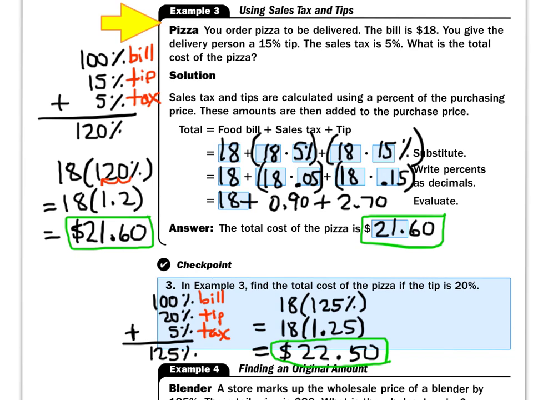Take a look at the checkpoint. Now they want us to find the total cost of the pizza if the tip is 20%. So again, I took the bill, the 100%, the pizza, plus the 20% tip, plus the 5% tax. And I added all the percentages up, and that gave me 125%. So I just did 18 times 125%. That's 18 times 1.25. And that gave me a bill now of $22.50.